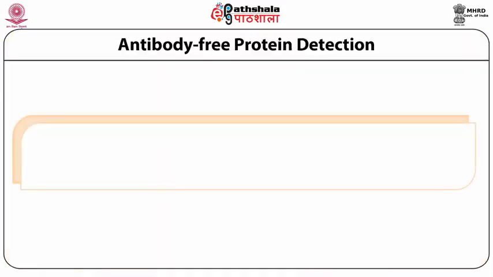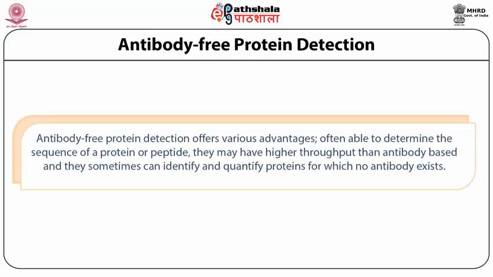Antibody-free protein detection. Antibody-free protein detection offers various advantages, often being able to determine the sequence of a protein or peptide. These methods may have higher throughput than antibody-based ones, and sometimes they can identify and quantify proteins for which no antibody exists.